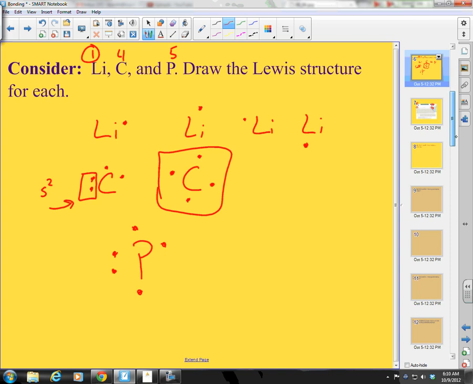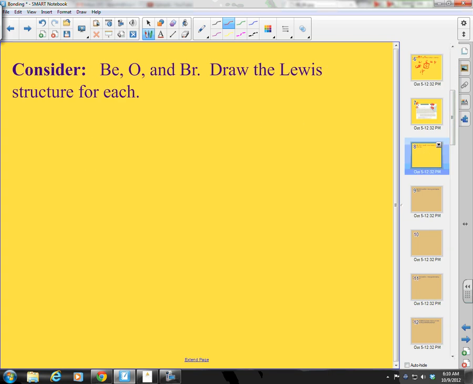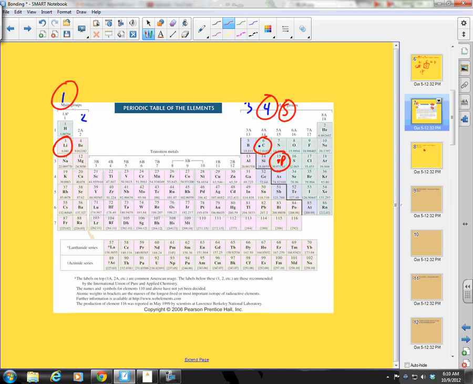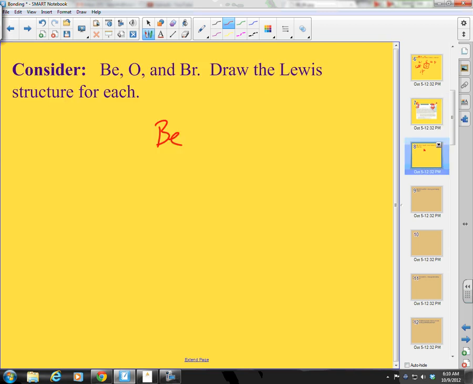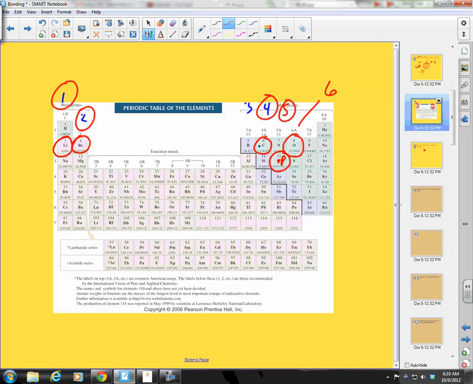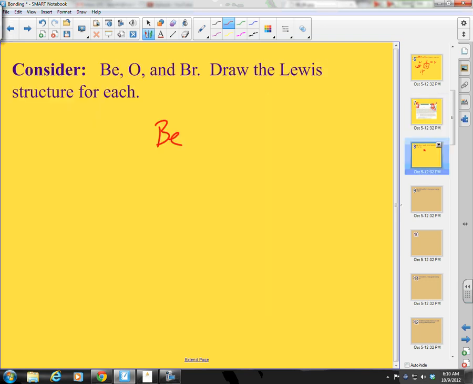All right. Let's see what you can do. Pause me and take care of beryllium, oxygen, and bromine. Okay, beryllium, we go to the periodic table. Beryllium has 2 valence electrons. And then oxygen. Where's oxygen? Oxygen has 6 valence electrons. And what's the last one? Bromine. Where's bromine? Bromine has 7. So we have 2, 6, 7. Good.